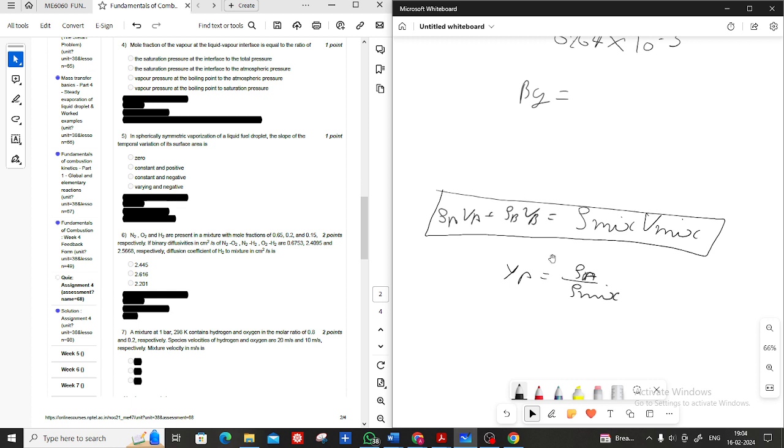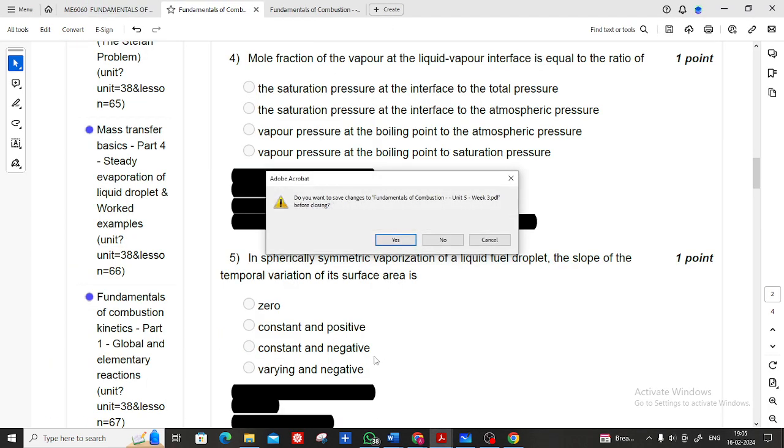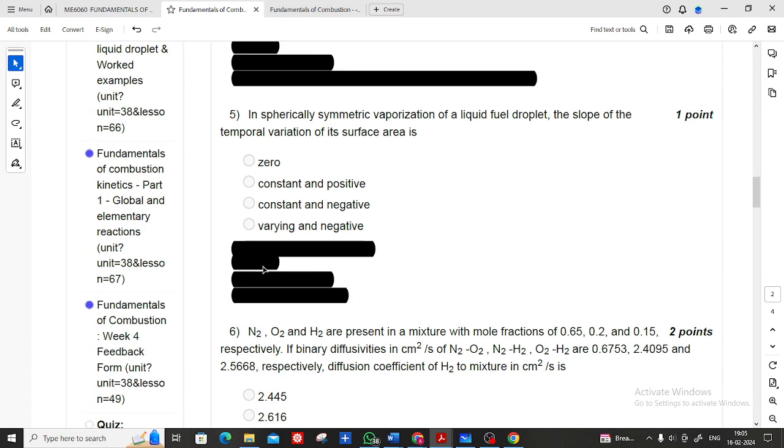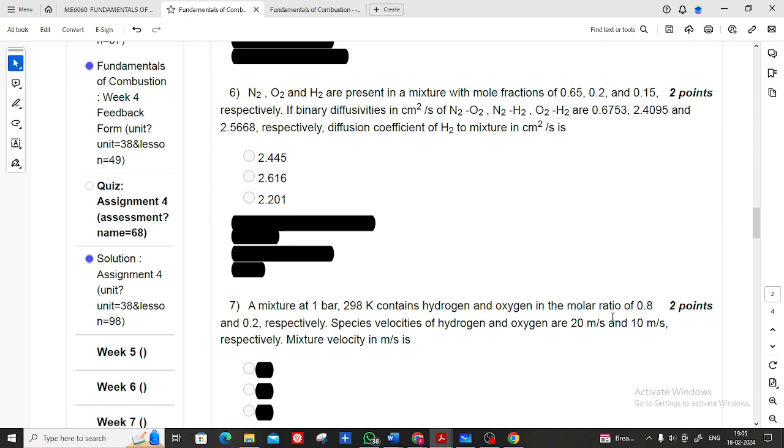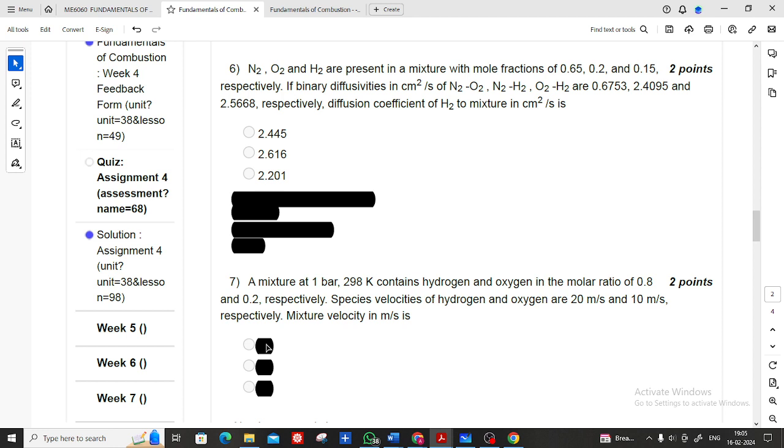Sir, mass fraction of O2 is 0.8 and for H2 it is 0.2. Is it correct, sir? Wait. Question number 7. First thing here, mass fraction is not given. They have given the mole fraction. If you have calculated the mass fraction, then it's fine.